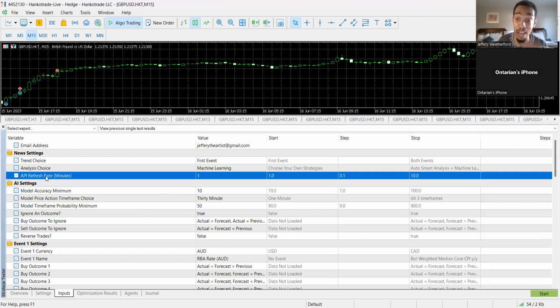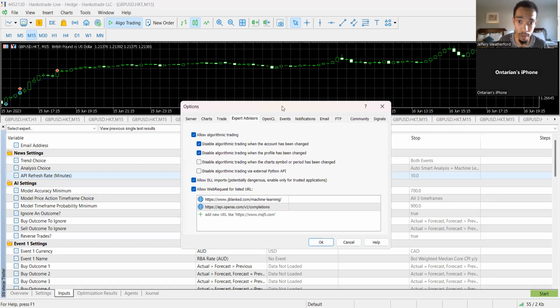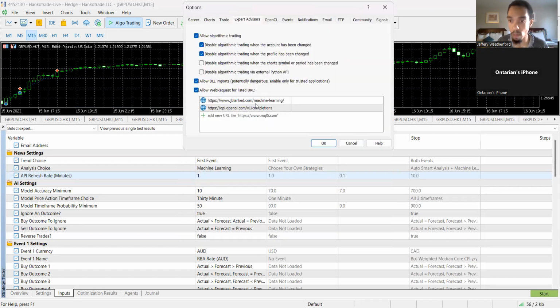So we have an API refresh every single minute. It's refreshing its connection to these news sources. What news sources? Let me show you, go under the hood even further. The first one is my developer's website, machine learning. This is a website that allows it to go back through the history of the pair based on what has happened in the past to make intelligent decisions based on the price action that has actually occurred. Next, it connects directly to OpenAI, which if anyone is not familiar, that's ChatGPT. So it's utilizing AI in real time to make educated decisions based on the actual price action of whatever asset is being traded.